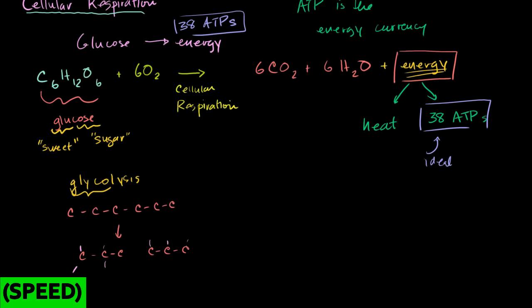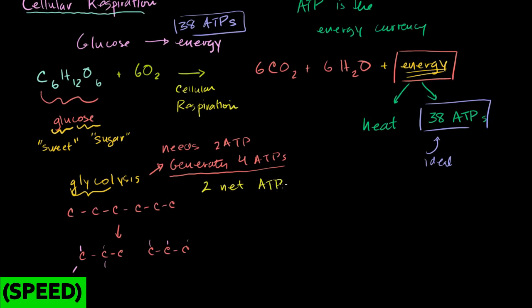But glycolysis by itself, well, it needs 2 ATPs, and it generates 4 ATPs. So on a net basis, it generates 2 net ATP. So that's the first stage. And this can occur completely in the absence of oxygen. I'll do a whole video on glycolysis in the future.